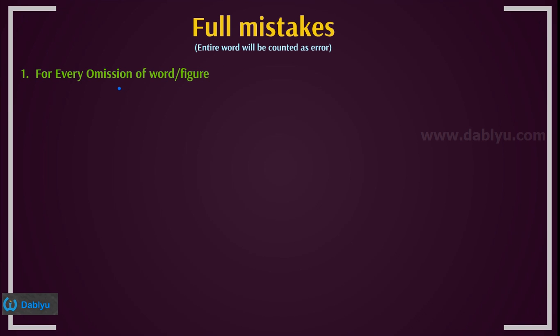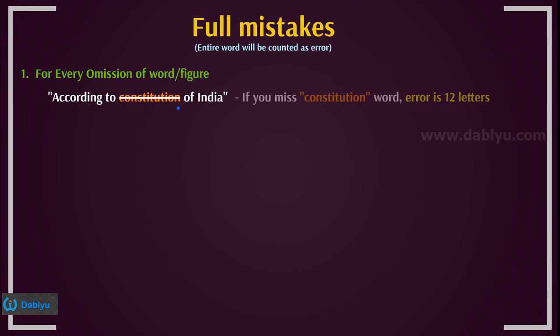First, omission of a word or figure. Suppose there is "according to Constitution of India". Suppose you miss this word "Constitution", that is, you omitted this word, then the error will be 12 letters because the word "Constitution" has 12 letters in it. The error will be a full mistake, that is, 12 letters. So this is omission of a word or figure.